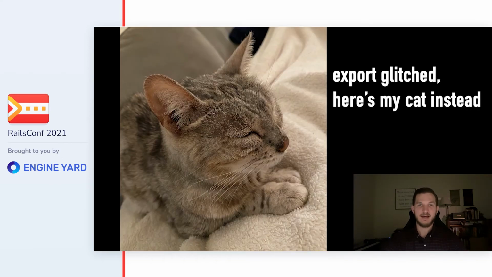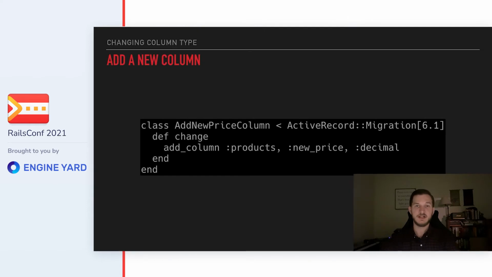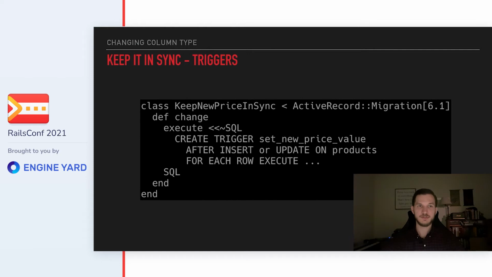So let's start by adding the new price column. Once the column has been added, we need a mechanism to keep its value in sync with the existing price column. Now, there are two main ways to approach this. You can use triggers at the database level or callbacks at the application level. The triggers would look something like this. You create a trigger on the table. After inserting or updating records, you execute a stored procedure to set the value of the new column based on the value of the old column.